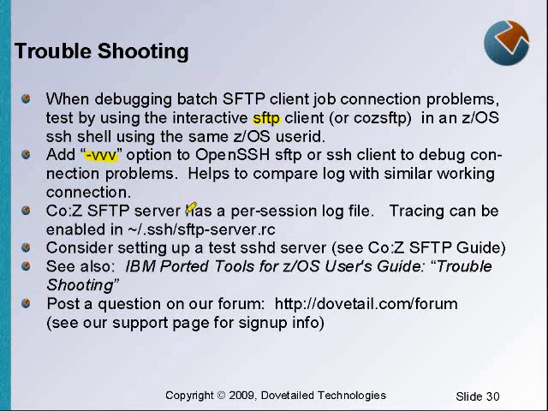With Cozy SFTP server, we have a per-session log file that's configured. You can override on an installation basis where this goes. By default, it goes in the TMP directory. And then with Cozy SFTP server, you can also have a user profile in the users .ssh directory that configures tracing levels. If you report a problem to us, sometimes we'll ask you to turn a trace level on so that we can get a trace.